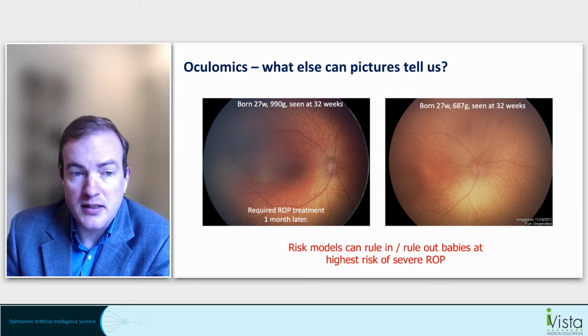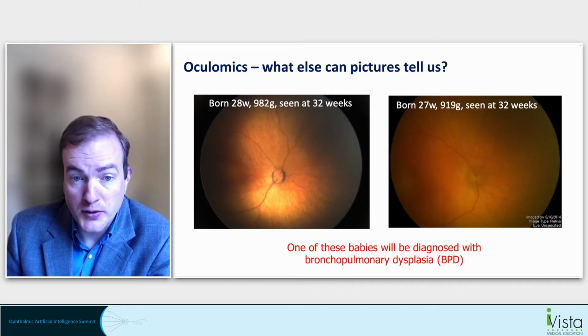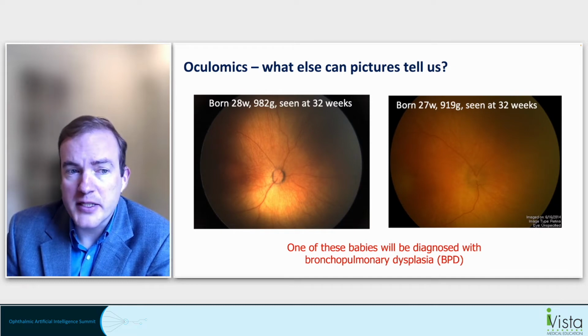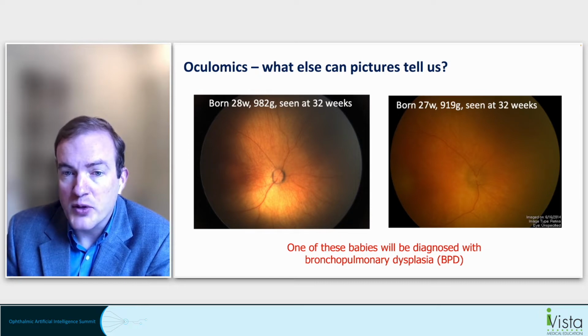And it turned out the image on the left is a baby that eventually required treatment. This was predicted by the model and turned out to be true. But can we ask different questions? Could we identify other things about the systemic health of the babies? So for example, these are two babies, similar demographics, seen at 32 weeks. Can we predict which one of these will have more severe lung disease?